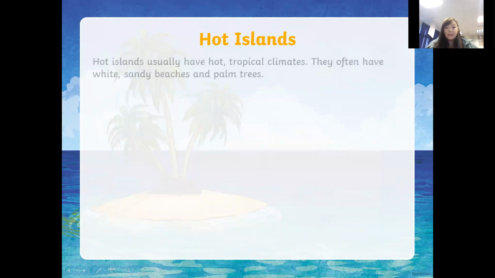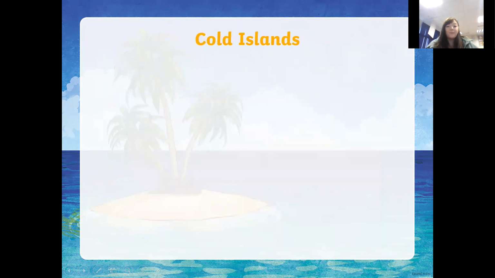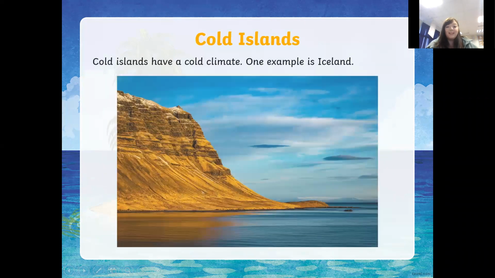Hot islands. Hot islands usually have hot tropical climates. They often have white sandy beaches and palm trees. Can you think of any hot tropical islands? Cold islands. They have a cold climate, and one example is Iceland.